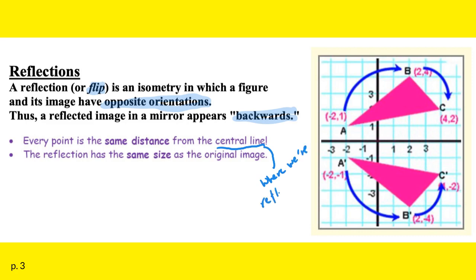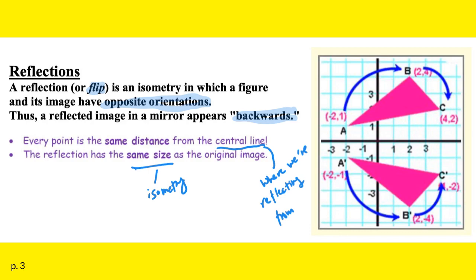So if we're holding up that mirror against the image to create its mirror image, right? Where we place the mirror is going to be our central line. In addition, the reflection has the same size as the original image, and so this means that this is an isometry, and we noted that before in our definition of what a reflection was.